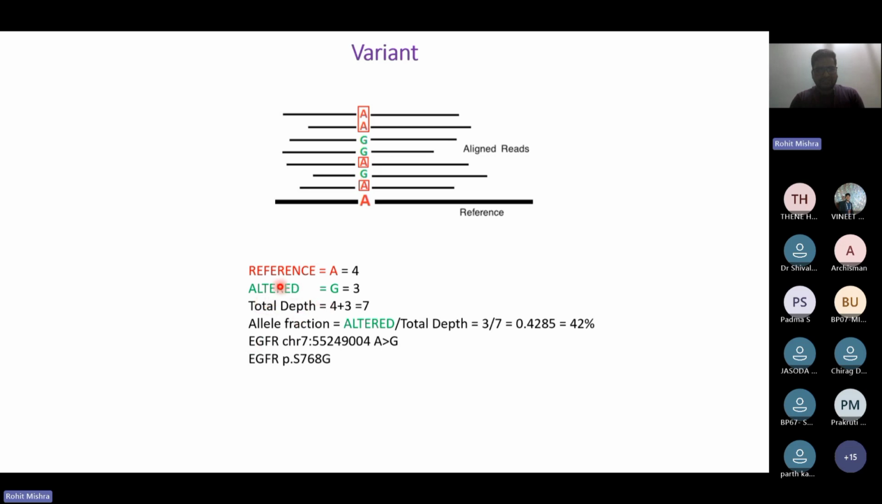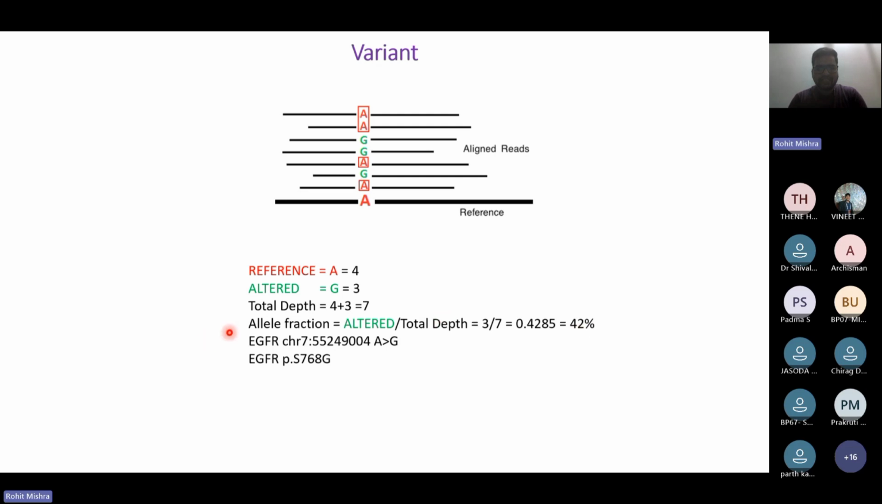When we have this, the tool calculates the total depth, that is reference depth plus altered depth, which is 7. When a variant is called, the allele fraction is what matters to us. That tells us the fraction of altered reads compared to the total reads at that particular position. So 3 divided by 7, that is altered reads divided by total depth, gives you 0.42 allele fraction, that is 42%. If I take n number of cells, say 100 cells, I'm saying that 42% of cells have these kinds of mutations, these kinds of variants.